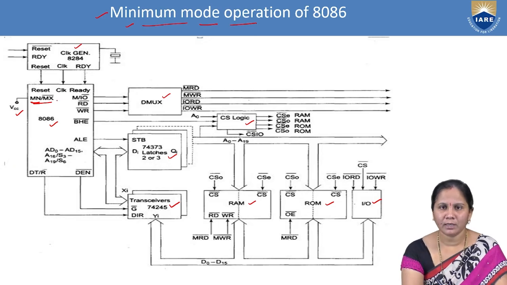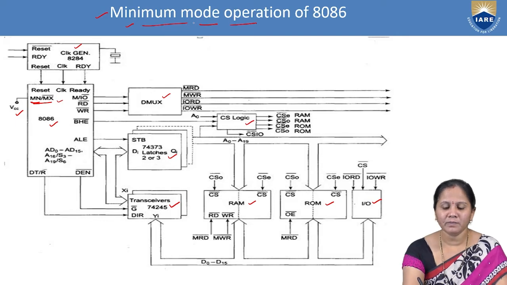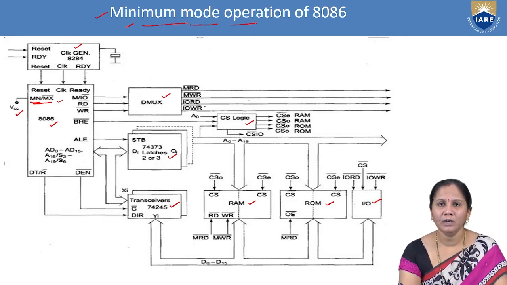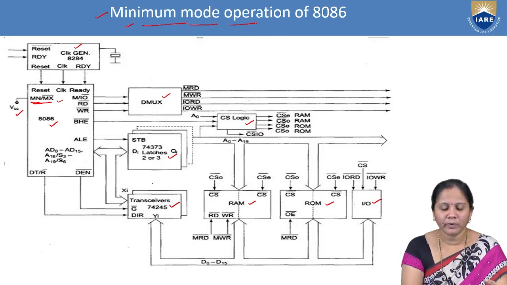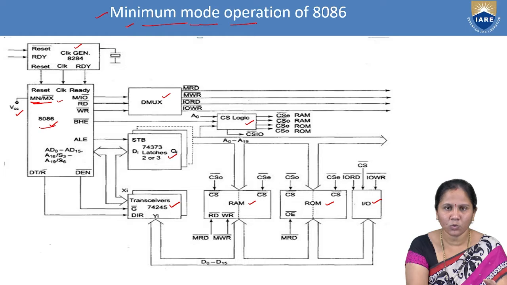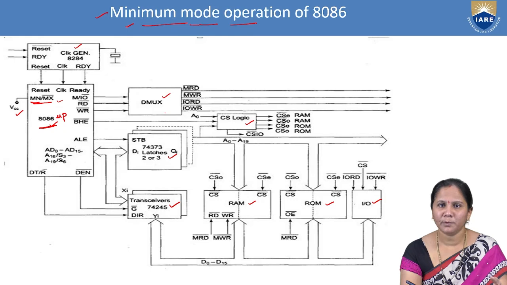Now, this is the main thing to operate the microprocessor in the minimum mode. We have studied that this minimum mode operation is called uniprocessor mode, because it is suitable for a system having a single processor. If we observe this architecture, we have a single processor, that is only one 8086 microprocessor. No other processors here. Since only one 8086 microprocessor is there, all the control signals will be present within the block only.